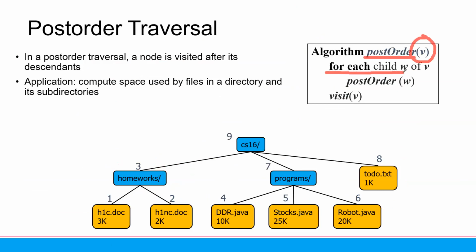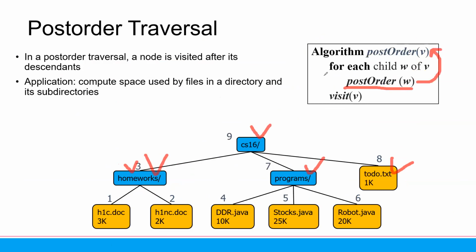For each child W of V, post order W. It means I will start from the first. When it is V, for each child W of V, so I have 1, 2, 3. So I have 3 children. And then I will do the post order W. So the first I will do the post order. What is the post order?